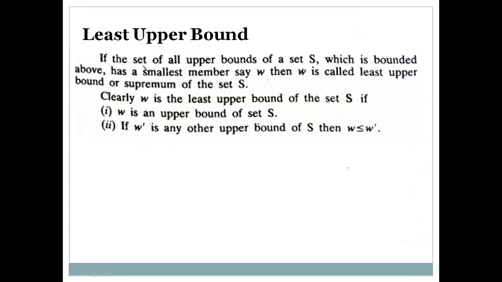Now the least upper bound. For the same set, the negative integers -1, -2, -3, etc., as I explained with the help of this line, 0, -1, -2, -3, etc., all numbers on this side will be upper bounds.